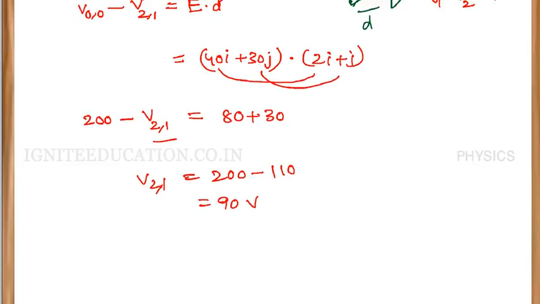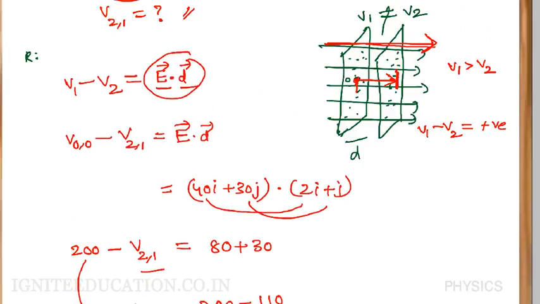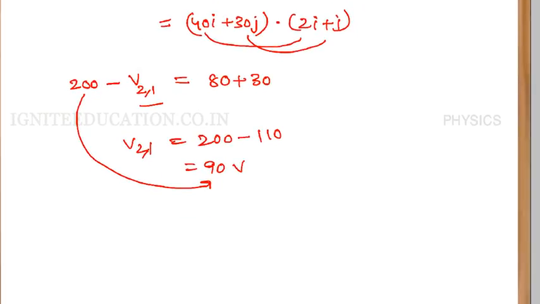Look at this, at origin it is 200 and at (2,1) it is 90. That means the potential decreases. And here also, in a parallel field, the potential decreases when you are going in the direction of the field. Hence the potential at the point (2,1) is 90 volts.